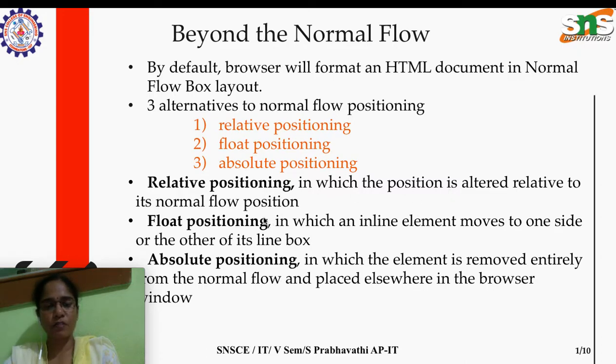For each positioning system: float positioning is applied mainly to inline elements, so we could move the inline elements to either one side or the other side of the line boxes. And absolute positioning will completely alter the position. Whatever position we mention, that place it will take. The element is removed entirely from the normal flow and placed elsewhere in the browser window by specifying properties in the HTML document. I will take you to the demo so that it makes you clear about the topic.